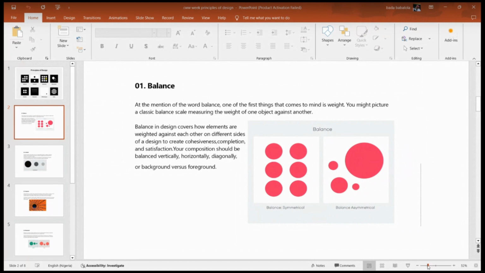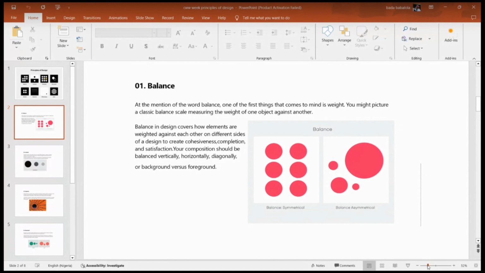Now, when we're having a symmetrical balance, according to the image, it shows that we have six circles having the same weight, the same height, the same size, being weighed against each other, and they are forming a sense of balance because we have three at the right and three at the left, so it is balanced. Now, the other one seems like it's not a balanced image, but it's actually balanced, and it is the asymmetrical type of balance.